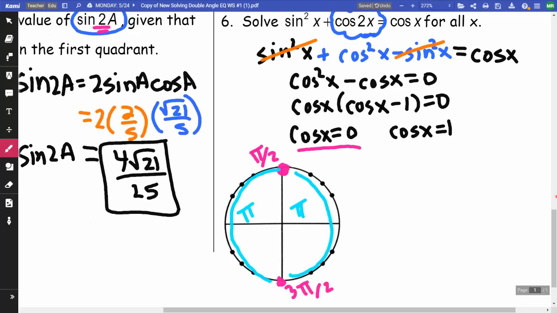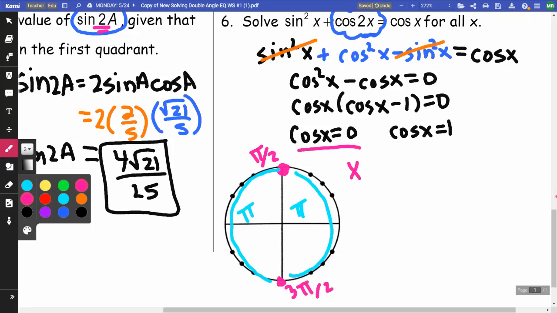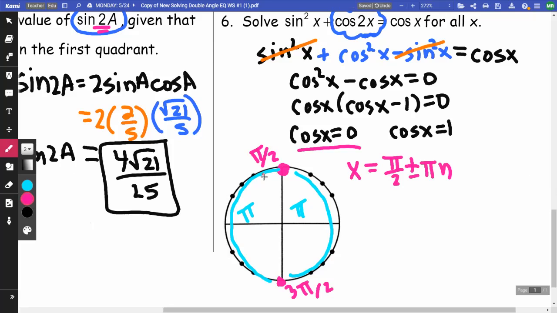So instead of going pi halves plus or minus 2 pi n and 3 pi halves plus or minus 2 pi n, what I'm going to do, let me get pink for this, is I'm going to have x is equal to pi halves, and then I can add and subtract pi n, and that's going to get me to here and then to here, or going backwards. Okay, and so that's going to be one of my answers.